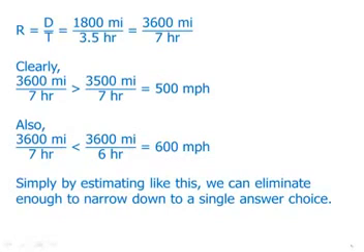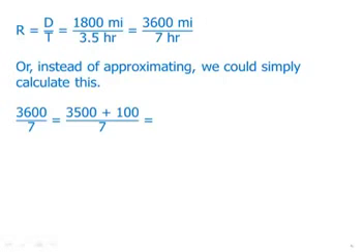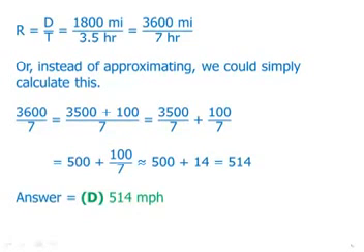Well, estimating like this, we can eliminate enough to narrow down to a single answer choice. And in fact, that alone eliminates down to the answer choice D. So that would allow us to solve the question. Alternately, we could calculate this. We could do a quick calculation without a calculator very easily just by saying, let's think about this, 3,600 over 7. Well, that's 3,500 plus 100. We'll split the fractions up. That first fraction is clearly 500. And how many times does 7 go into 100? Well, it goes into 100 about 14 times. So that's about 514, and that's enough to get us our answer.